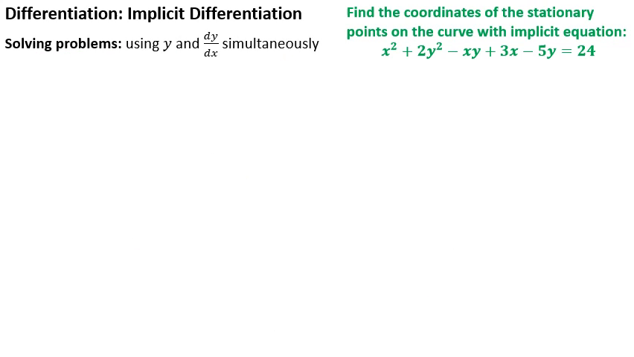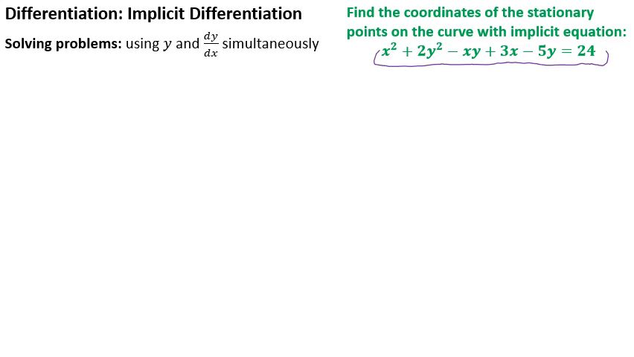So this next example is designed to show you what happens when you get stuck with dy by dx. You're trying to find the stationary points on this curve, but we end up with something that doesn't actually tell us where the stationary points are. So let's see what I mean by that. Firstly, you've got this big scary looking creature, x squared add 2y squared minus xy plus 3x minus 5y equals 24. It looks weird, it looks complicated.